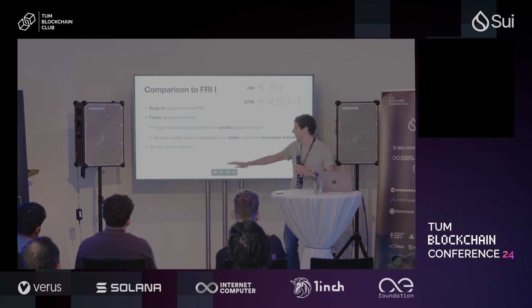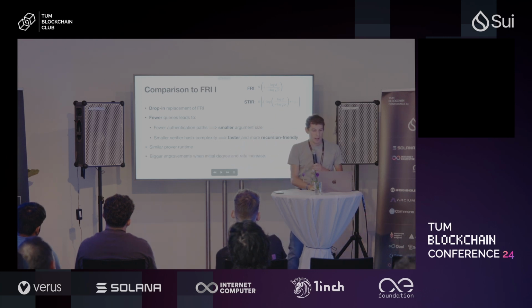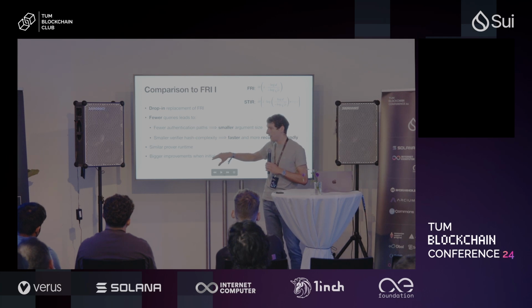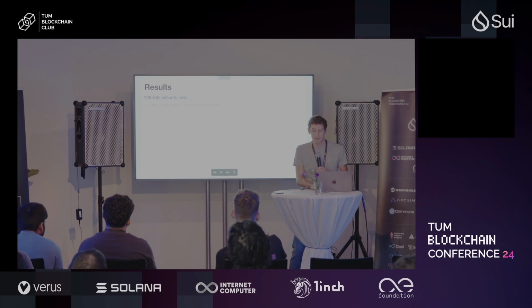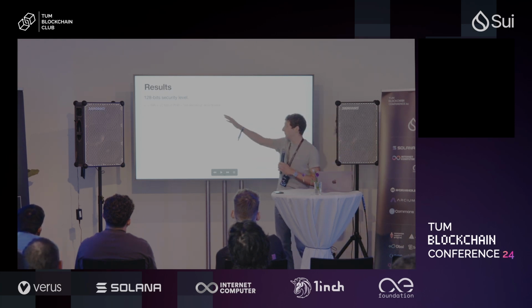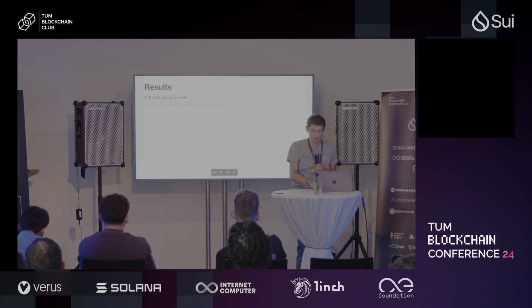The prover runtime between FRI and STIR is roughly the same. STIR is slightly more, maybe a factor of 1.1, 1.2. And the improvements that we have are bigger when the initial degree and rate increase. So I know you might want to see some numbers, so I'm here with the number slide. These are results for 128-bit security level, 160 bits of protocol security, 28 bits of proof of work, and we use the capacity assumption.